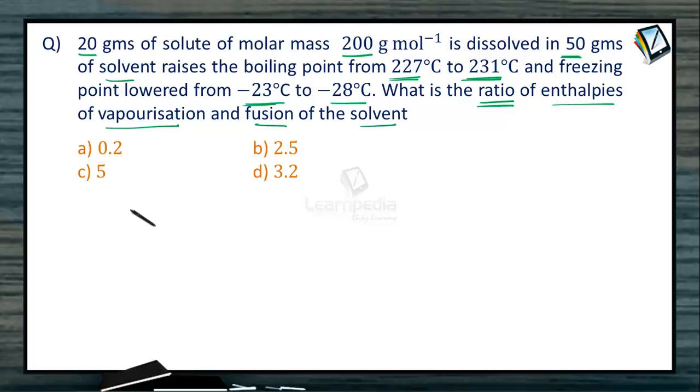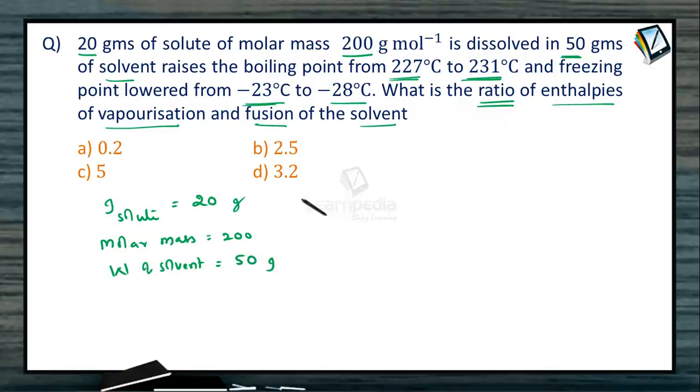So the data given is the weight of solute, that is 20 grams, and the molar mass of the solute is also given, that is 200 grams per mole, and the weight of the solvent, capital W, that is 50 grams. And also given that the boiling point change delta TB is 231 minus 227.